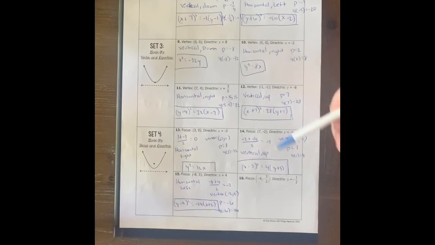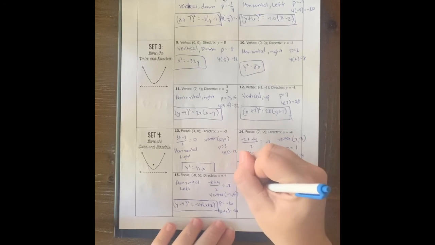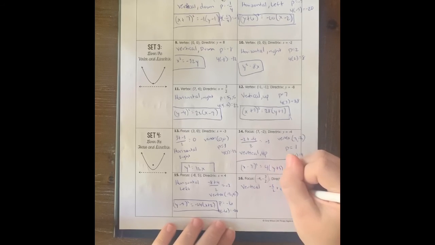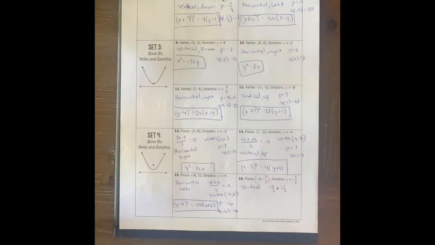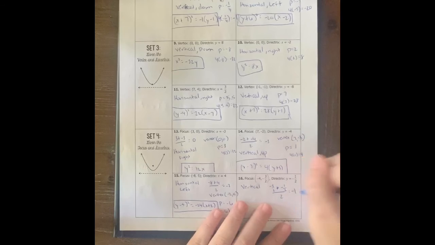All right, last one here, we have (-4, -3/2) and y equals -1/2. Because it's y equals, that's a horizontal line, so that means that our parabola here is going to be vertical. Okay, we use the y value, which is -3/2 plus -1/2, and this whole thing is over 2. -3/2 plus -1/2 is -4/2, which simplifies down to -2, and -2 divided by 2 equals -1.